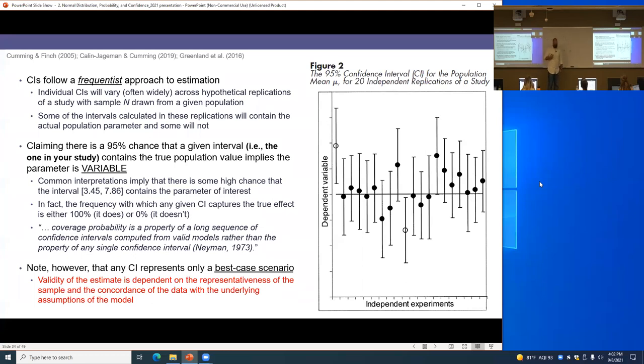Another thing that's important to recognize is that our confidence interval is a best case scenario, okay? If we're thinking about the validity of our statistics, this is all predicated on the assumption that I've got a representative sample and what I've done is consistent with the underlying assumptions of my model. As soon as I start playing soccer but I'm playing by baseball rules, everything goes out the window, right? And as soon as my samples aren't representative of the people I want to speak to, everything goes out the window.